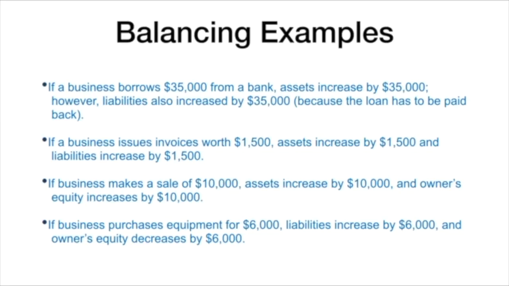If a business purchases equipment for $6,000, liabilities will increase by $6,000 and owner's equity decreases by $6,000. Each financial transaction that your business enters into must be recorded into two of the three categories: assets, liabilities, and owner's equity. When you follow double entry accounting correctly, both sides of the accounting equation are always balanced.